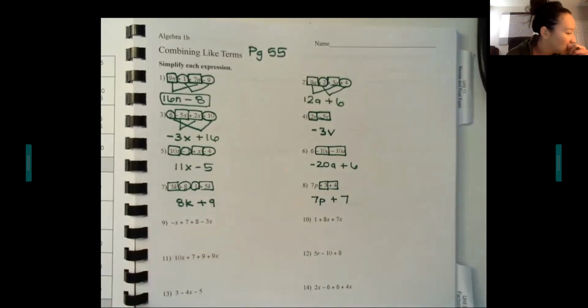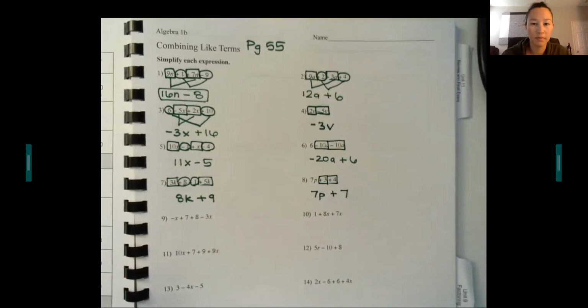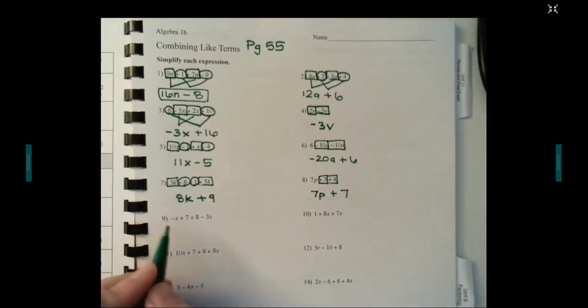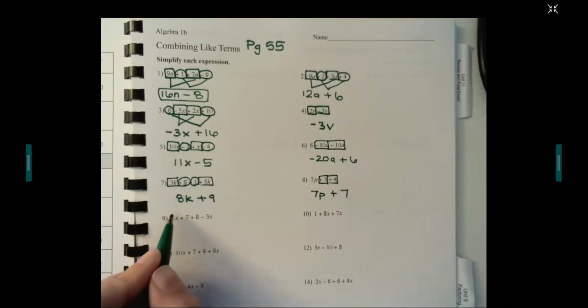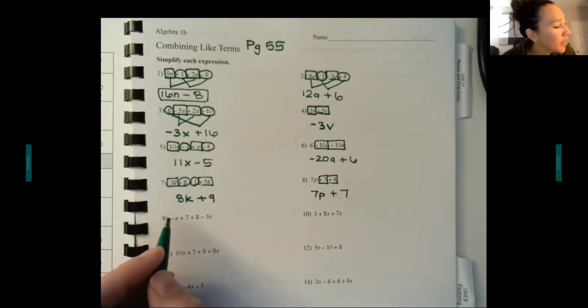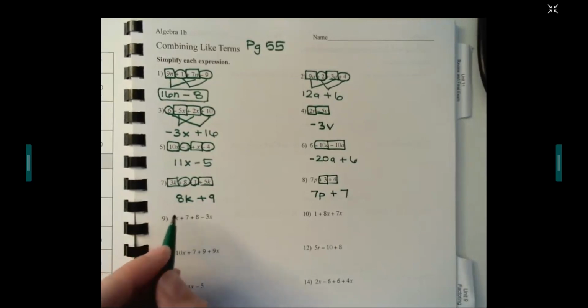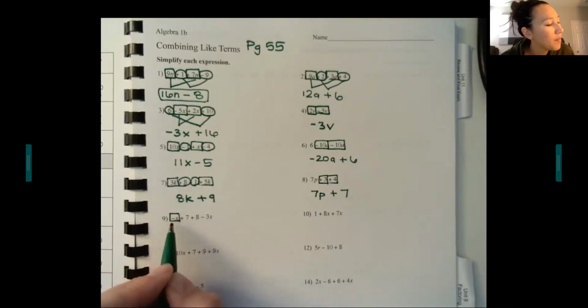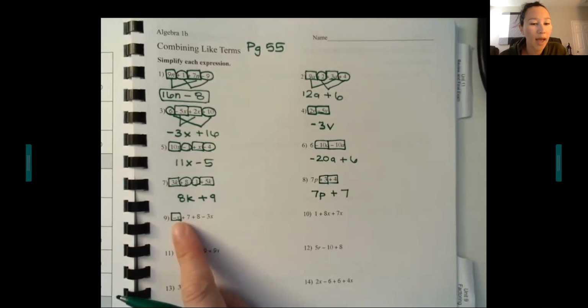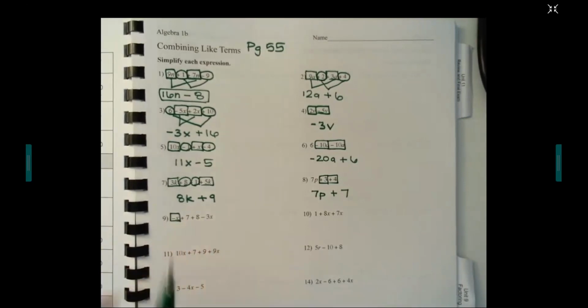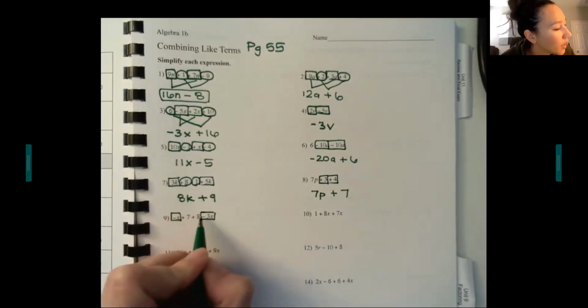Number 9, Jaden, how did you do number 9? I boxed negative 9 and 8. I mean, sorry, negative x. Sorry, start over, Jaden. What do I box? Negative x. Negative x, good. And 8. So this one has an x, the 8 doesn't. So what can we box with the negative x? The 3x. Yes, right. We want to box the negative 3x. So make sure to keep that negative with it.